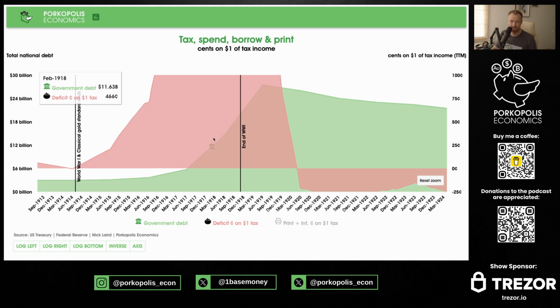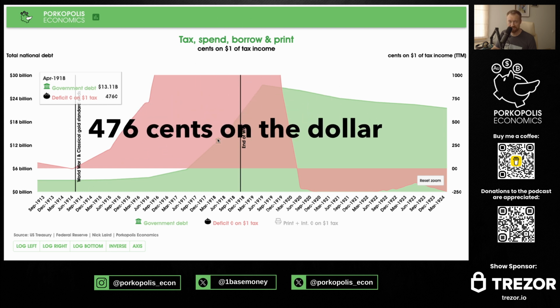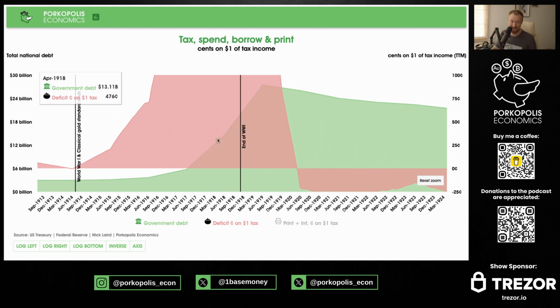You can see here, let's just go somewhere here, during the peak, the cresting of World War I, the government deficit spent 476 cents on $1. So that means they actually spent over the trailing 12 months 576 cents, $5.76 per every dollar of taxes that they received. And the deficit is -1, so 476 cents. A huge increase in deficit spending.